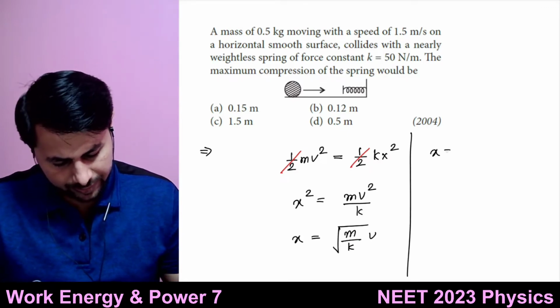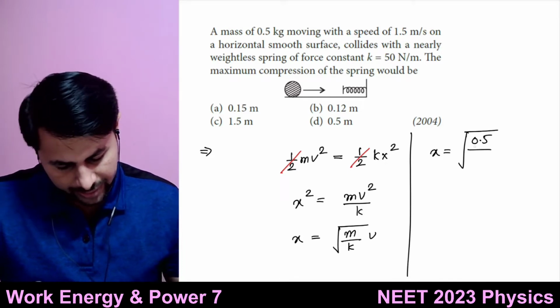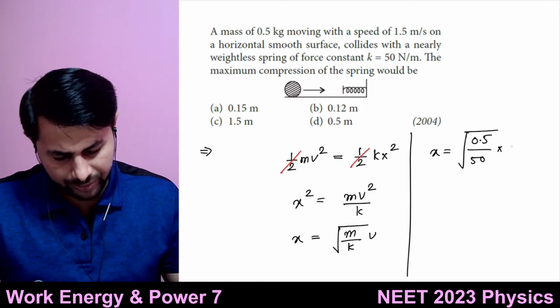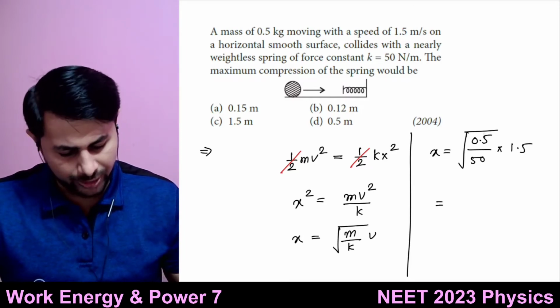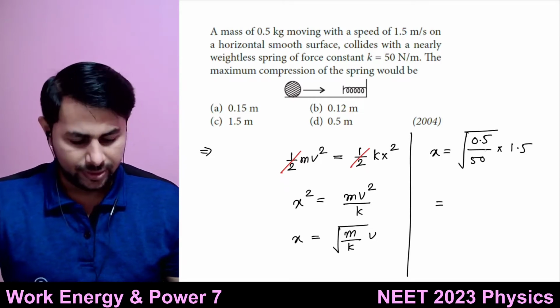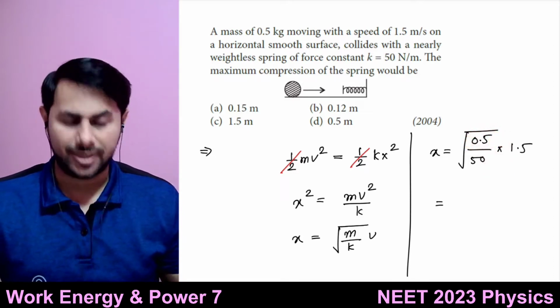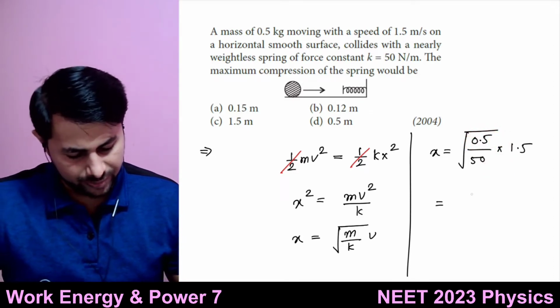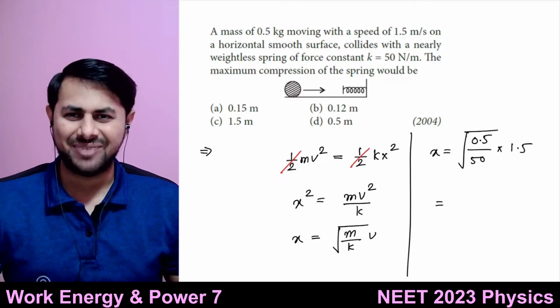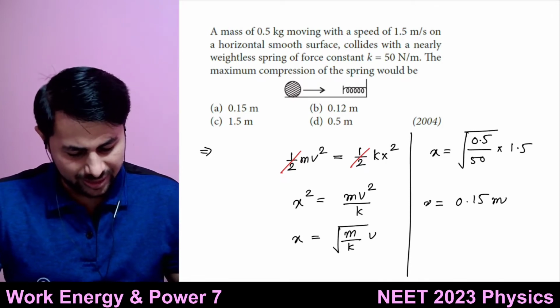So how much is m? It is 0.5, right? 0.5 divided by k, which is 50, multiplied by v, which is 1.5. So 0.5 divided by 50, what is it? It is 1 upon 100, if you multiply and divide by 2. If you multiply this by 2, this will be 1, this will be 100. So it is 1 upon 100. Square root of that is 1 upon 10. So 1.5 divided by 10 is how much? 0.15. So 0.15 meters is the answer.